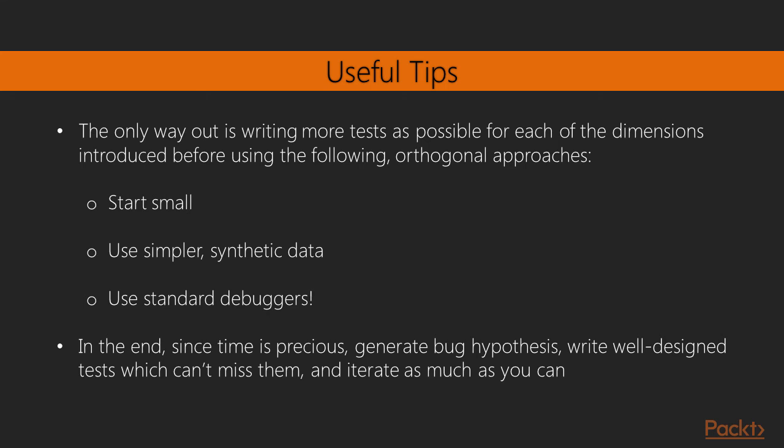The only way out here is writing as many tests as possible for each of the dimensions introduced before and using the following orthogonal approaches, for example. The first of all is start small. That is, before scaling to bigger models with better capabilities, try to reduce your implementation to the smallest amount of code as possible and apply it to a reduced small dataset. This will help you identify the eventual problem very quickly. Then you can start to incrementally expand both the model and the training set.